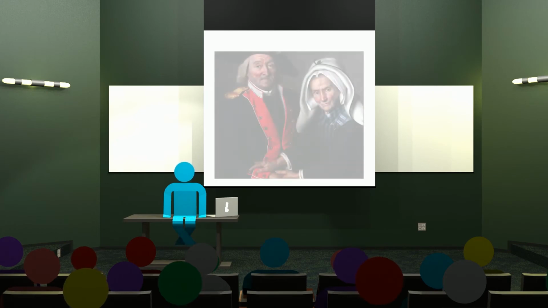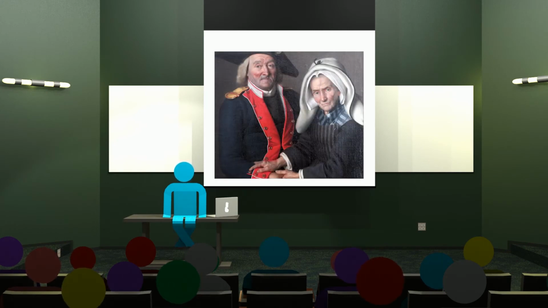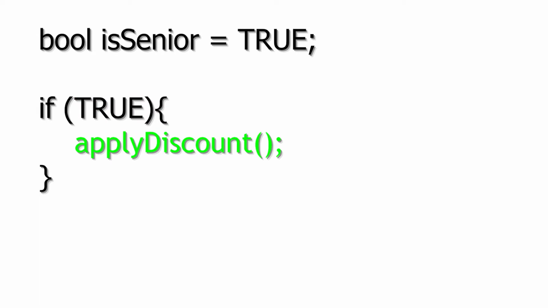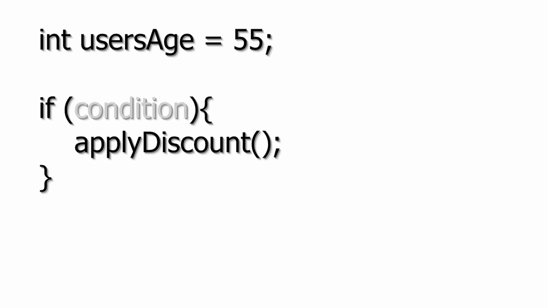Let's say that you want to add a senior discount to your billing software. If you already know the user was a senior, you could simply put a Boolean variable right here. We'll call it isSenior. If that's true, then the program will run all of this code. But this time, let's let the computer decide whether someone's a senior or not. Let's just say that we were able to store their age in a variable called userAge. Now we can use this data to write the conditional statement.